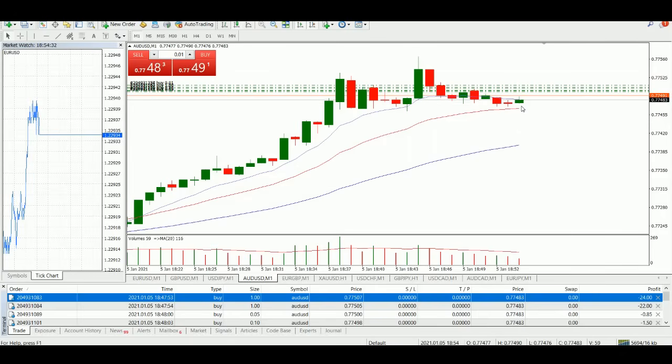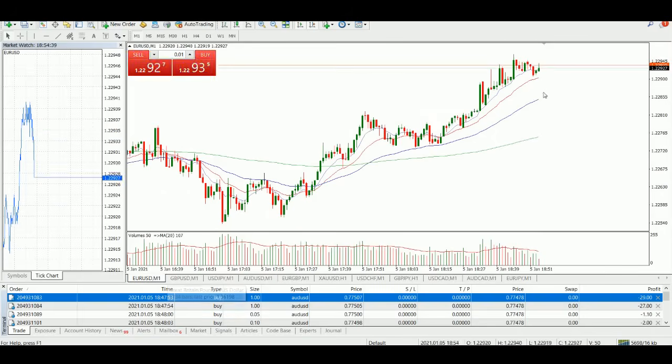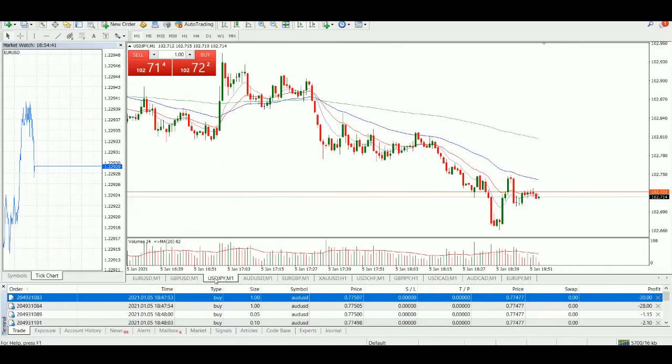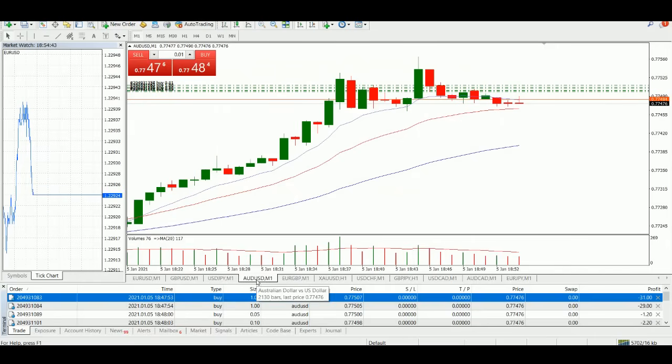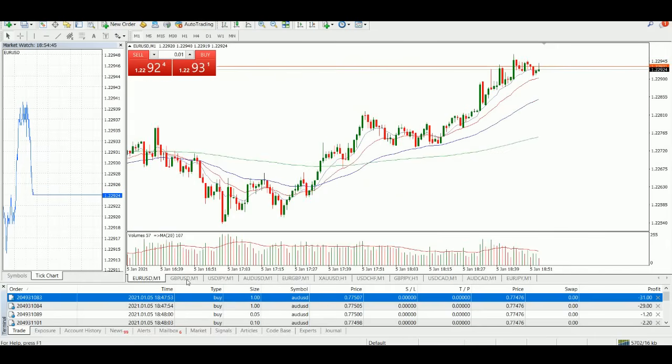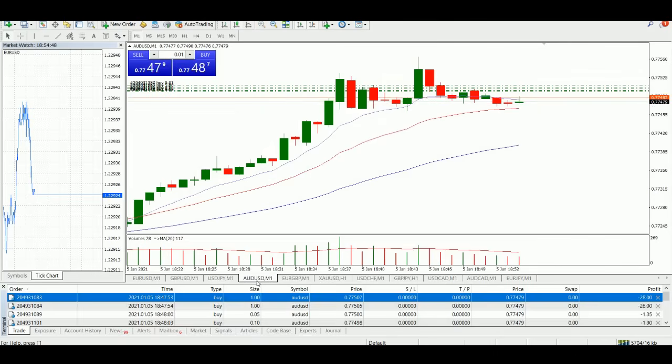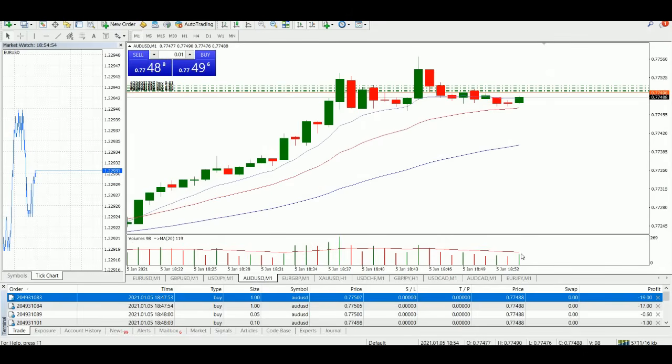That's it. The big green candle is not able to form. We need high volume. Okay. Other markets also are trying to go up again. And AUD dollar. That's it. Okay, perfect. That's what I'm talking about.